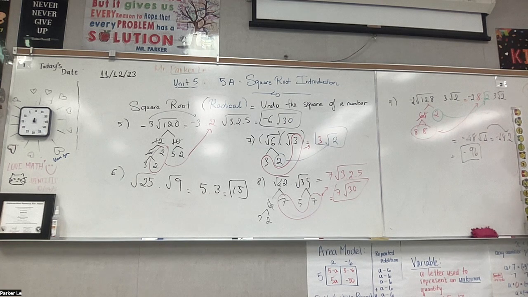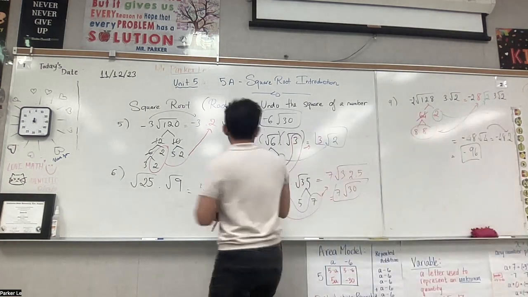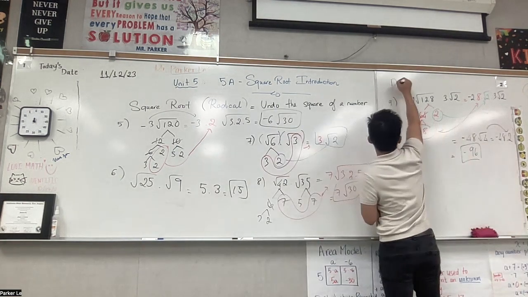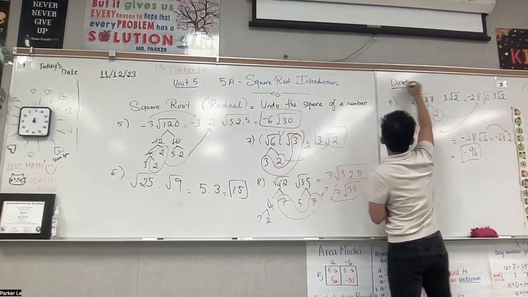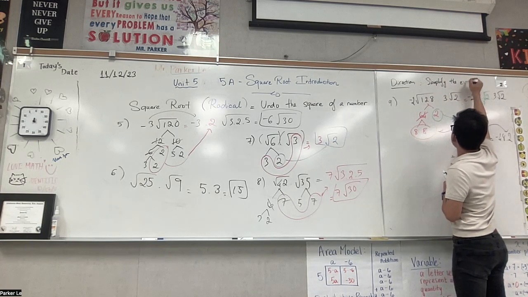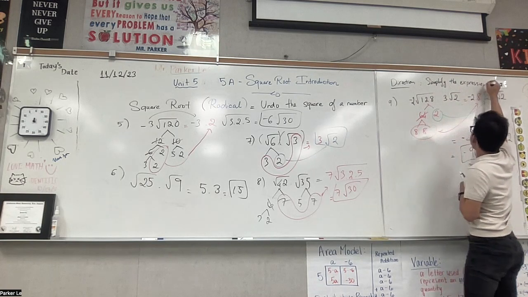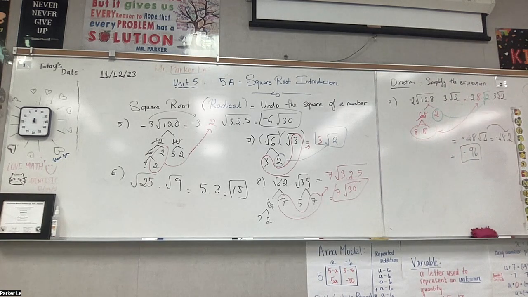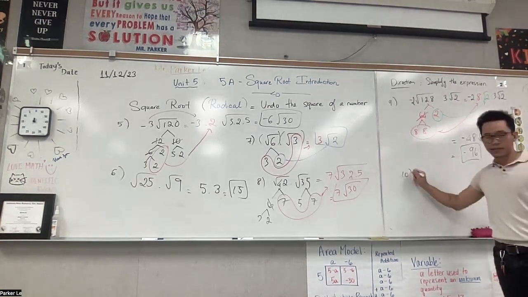Sometimes they can ask you to simplify this. Oh, I forgot the direction for the whole example is simplify the expression. I'm going to write this direction. Okay, simplify this expression. That means you're going to simplify rid of the square root as much as possible to get the number. So outside, multiply all the outside together, multiply all the inside together. Last sample for this part.